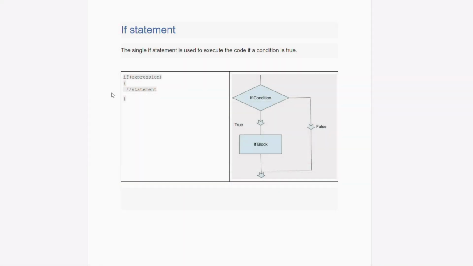If statement. A single if statement is used to execute the code if a condition is true. So this is the syntax, and in the flowchart we have an if condition. If the condition is satisfied, we'll be executing the code inside the if block.